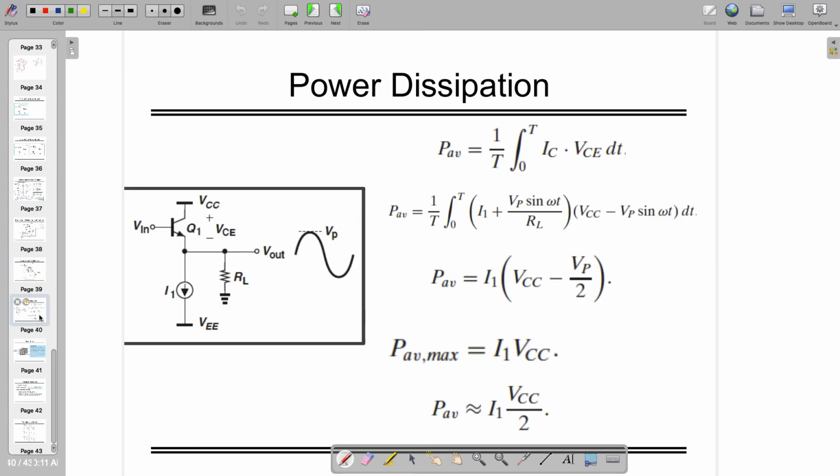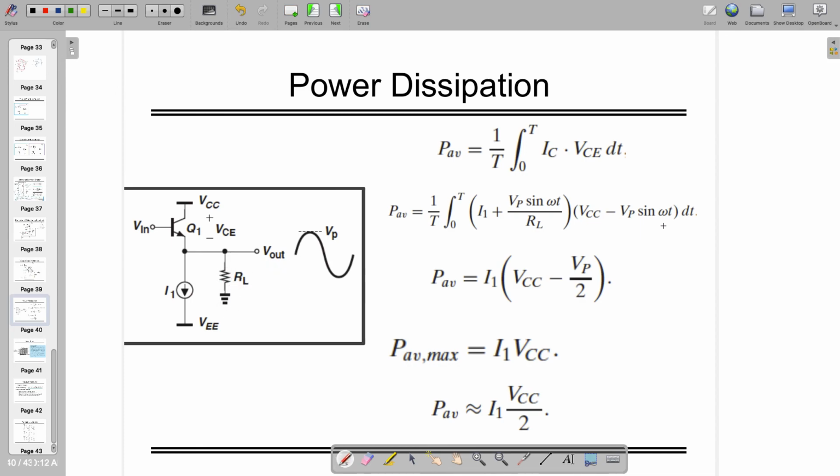You can also look at the power dissipation. Power dissipation is a very easy equation: 1 by T, where T is the time period, integrating from 0 to T. So IC times VC dt is going to give you the average power.